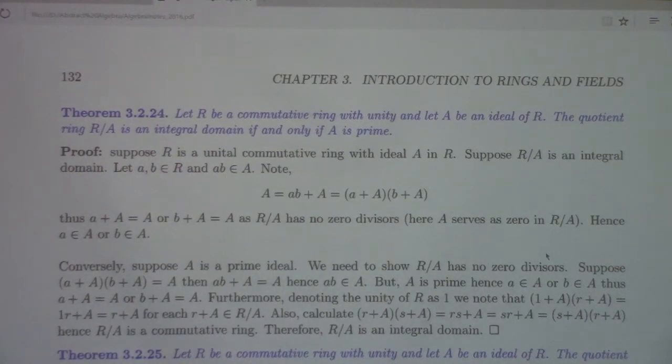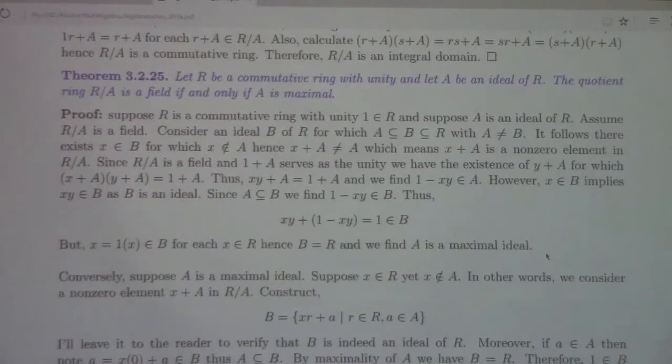Last time I proved this one, right? I proved that it's worth saying again. If you have a commutative ring with unity, and if A is an ideal of R, the quotient ring R mod A is an integral domain if and only if A is prime. So this we proved at the end of last class. We'll use it again this class, though.